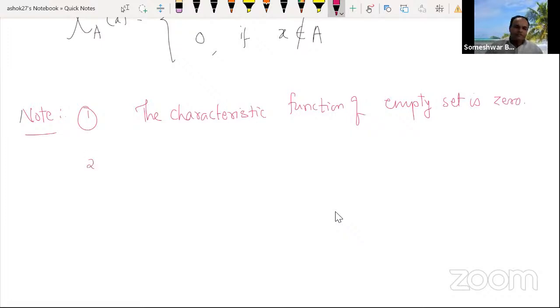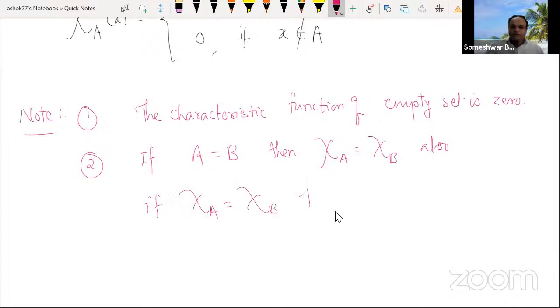And second, if capital A and capital B are equal sets, then what will be their characteristic functions? Chi of A will be equal to chi of B. In reverse way also you can write: if chi of A is equal to chi of B, then A will be equal to B. So chi of A equals chi of B if and only if A equals B. So these are two remarks.